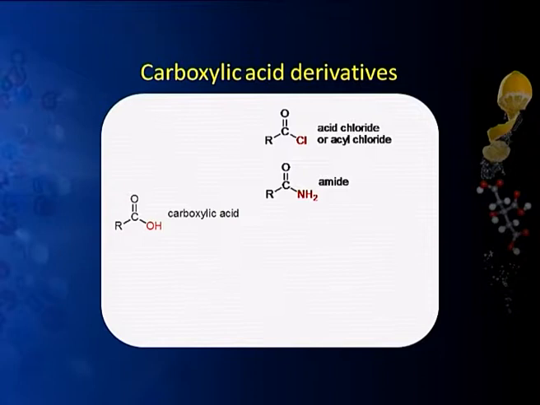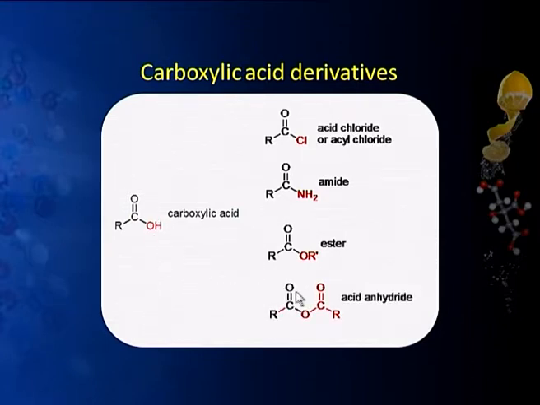Then when this OH is substituted by the NH2 group, that is the amine group from ammonia, the compounds are called amides. When this group is substituted by some alcohol, we get the group of compounds called esters, and when this group is substituted by another acid molecule, we get the group of compounds called acid anhydrides. So these four groups of compounds, acid chlorides, amides, esters and acid anhydrides, constitute carboxylic acid derivatives. Let us discuss the nomenclature system for all of these one by one.